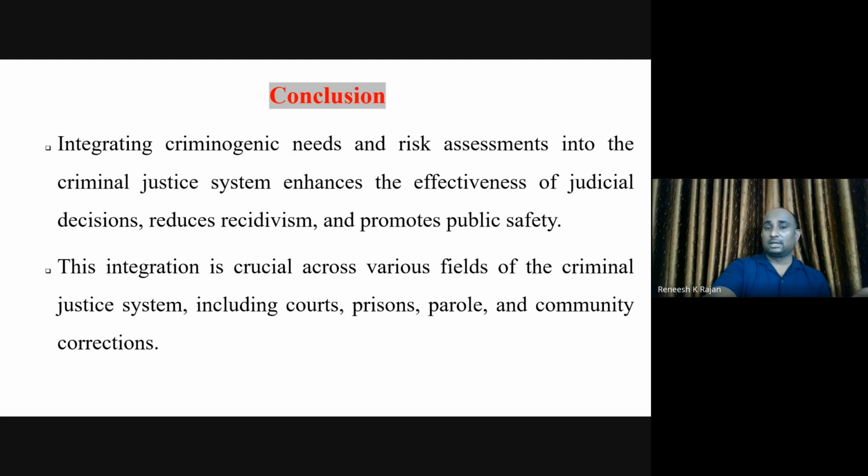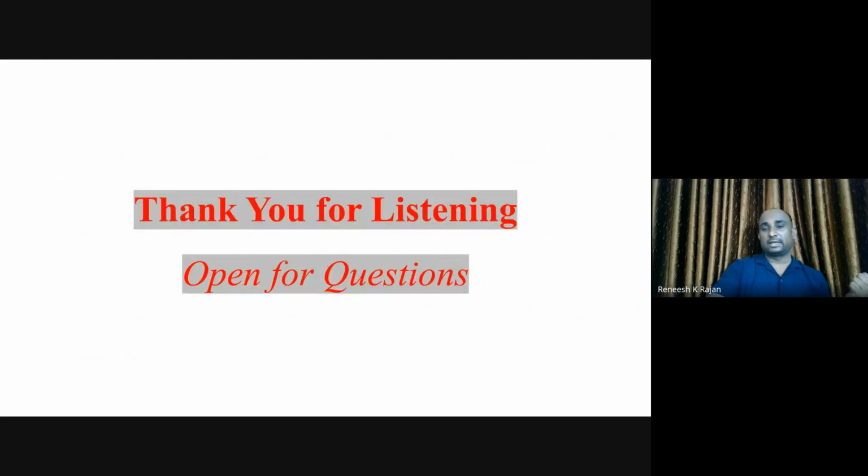Another one is promoting public safety by rehabilitating, reforming, and reintegrating prisoners back into society. There are lesser chances they commit further offenses, so we are reducing recidivism and through that promoting public safety, the crime prevention aspect. The integration is crucial across various fields of the criminal justice system, including court, prison, parole, and community corrections. We can use these correctional tools in different areas. Thank you for listening, and I am open for questions.